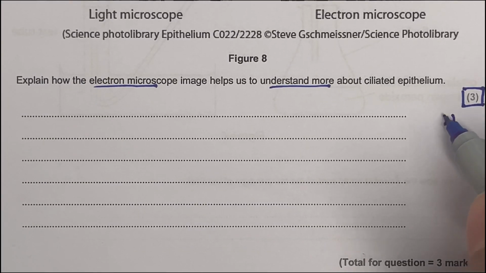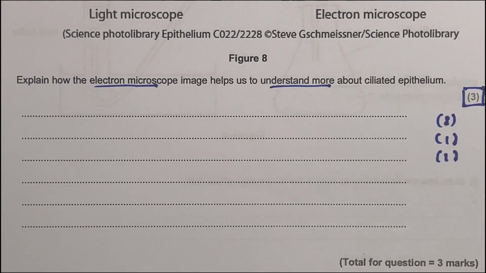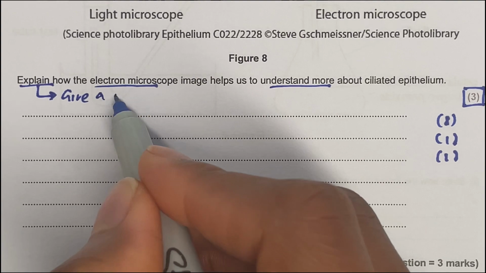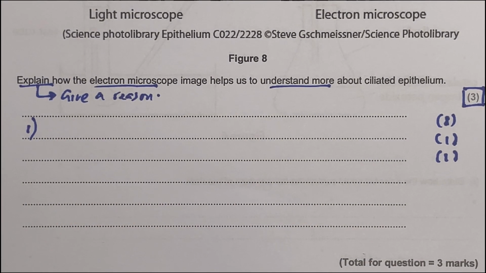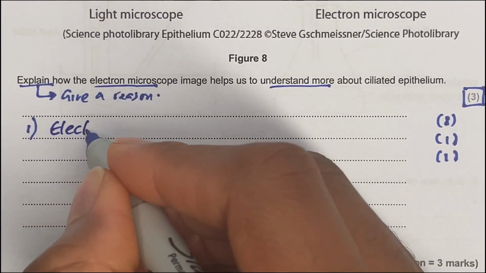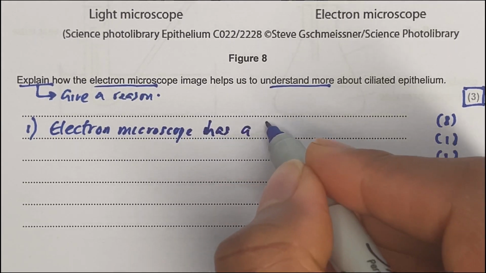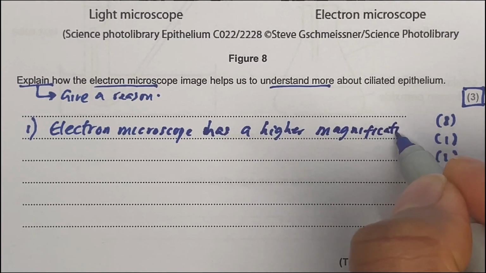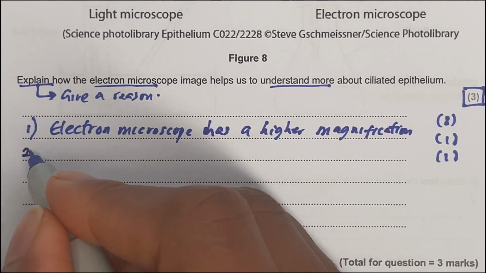So I need to give a point, give a reason, or give 2 reasons, or give 2 points, give 1 reason, however you want to do it. Step 2, explain means give a reason. Why would I use an electron microscope? That is because it has a higher magnification. Okay, now what is the reason behind this?